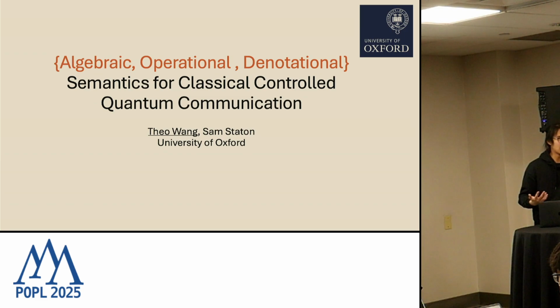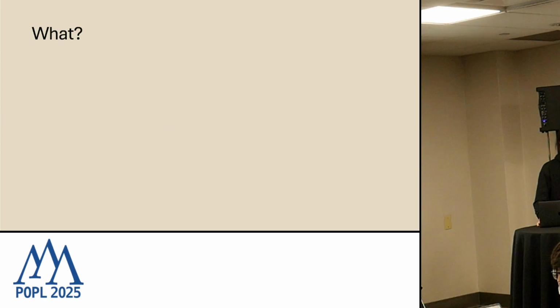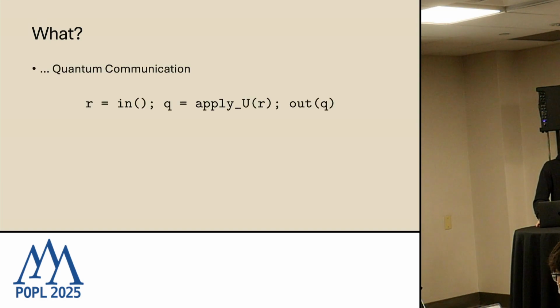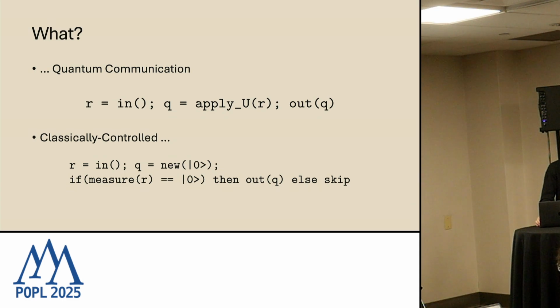So I'll be giving a talk on how to give semantics for a notion of classically controlled quantum communication. So what exactly do I mean by classically controlled quantum communication? If we unwrap the terms, quantum communication just means enabling programs like this, where you're able to send and receive qubits. And classically controlled just means that your notion of communication is compatible with the things that you want in quantum programming languages.